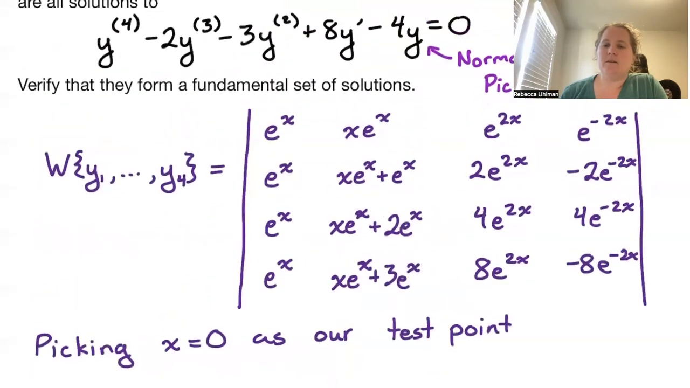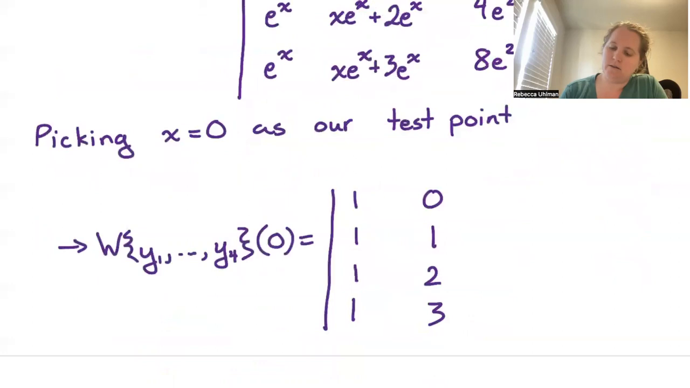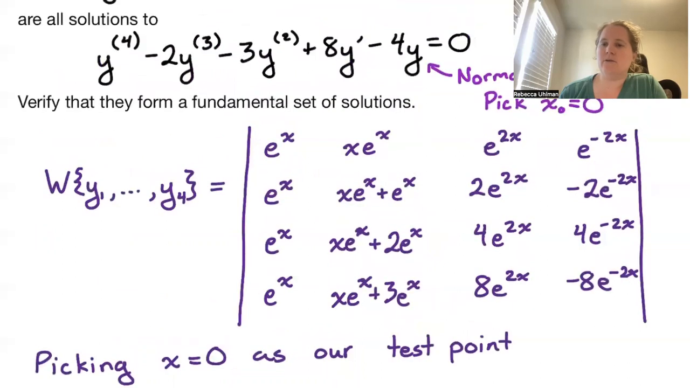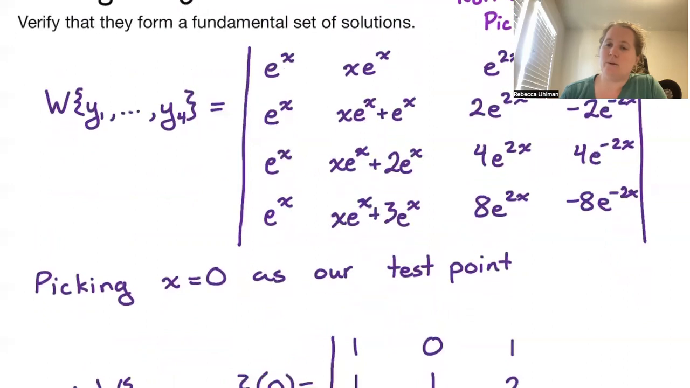Third column, e to the 2x, or e to the 2 times 0, is just 1. So we will have 1, 2, 4, and 8. And then that last column, e to the negative 2x, is again just going to be 1. So we will have 1, negative 2, 4, and negative 8.